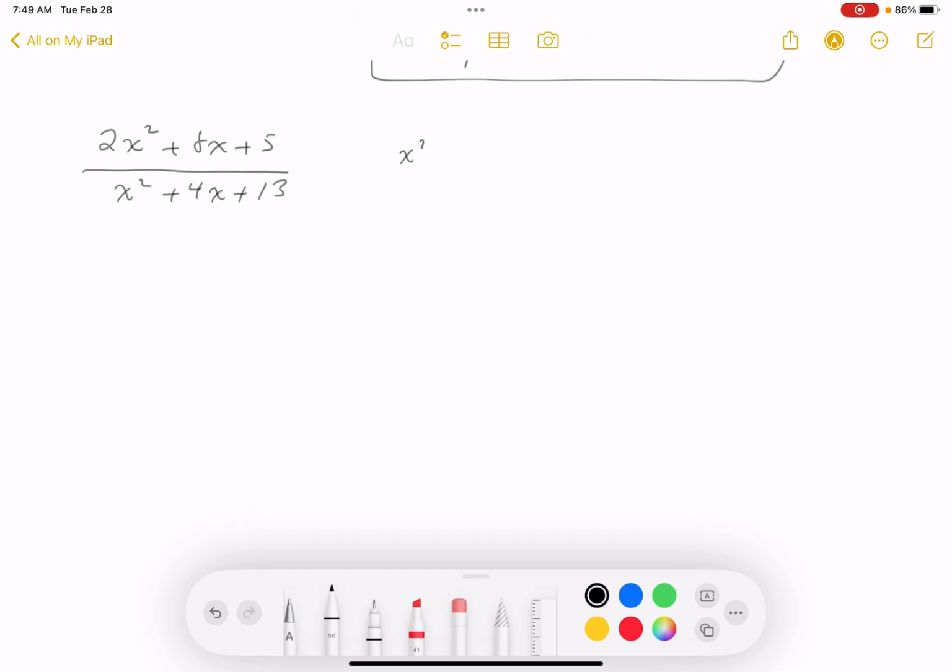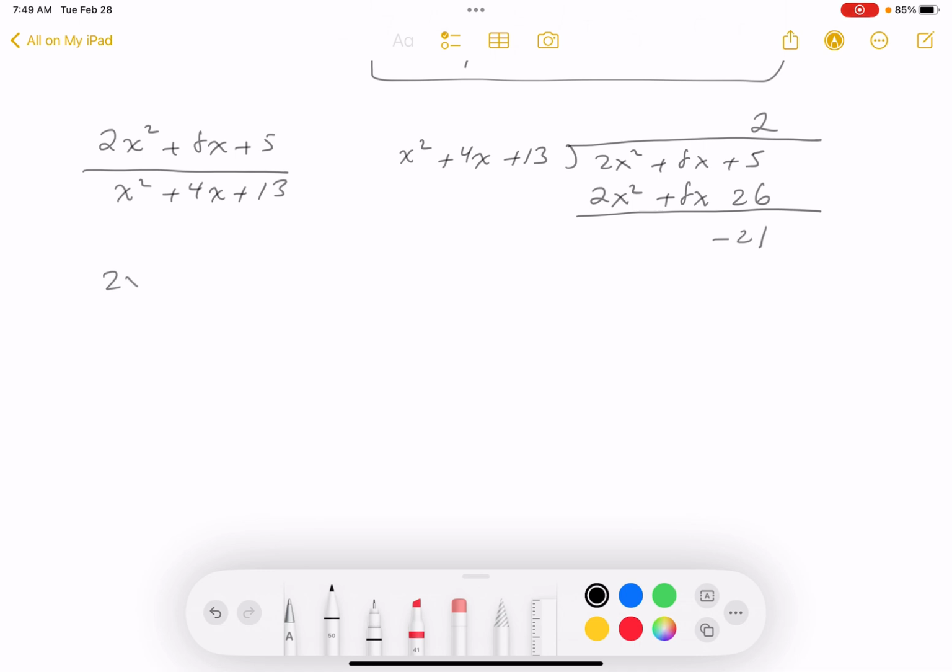So I'm going to take x squared plus 4x plus 13, and I'm going to divide it into 2x squared plus 8x plus 5. Well, that's going to be 2. And what do you get? 2x squared, 8x, and then 2 times 13 is 26. All right? That's not too bad. So what do you get over there as a remainder? Well, the x squareds disappear, the x's disappear, you get minus 21.